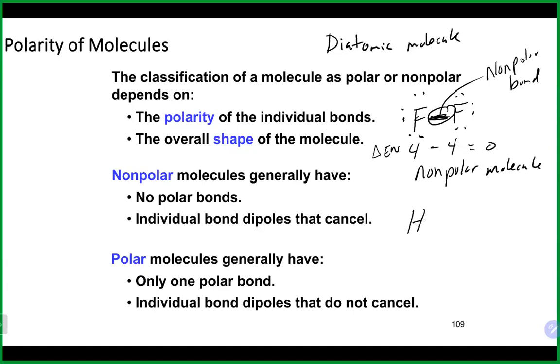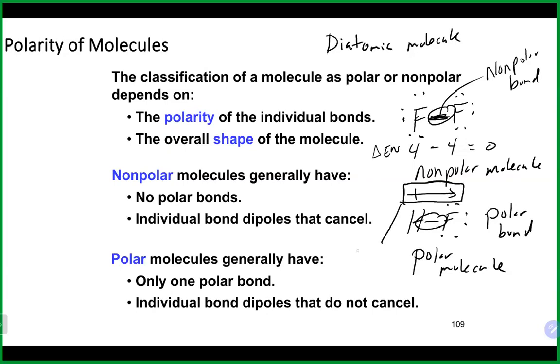Just like if we looked at HF that we saw earlier, we know that this is a polar bond, with F being more electronegative. And because this is the only bond present in that molecule, this molecule would be a polar molecule. Polar molecules have what is referred to as a dipole moment. That means there is a side of the molecule that's more negative and a side that's more positive because of the unequal distribution of electrons in that molecule.